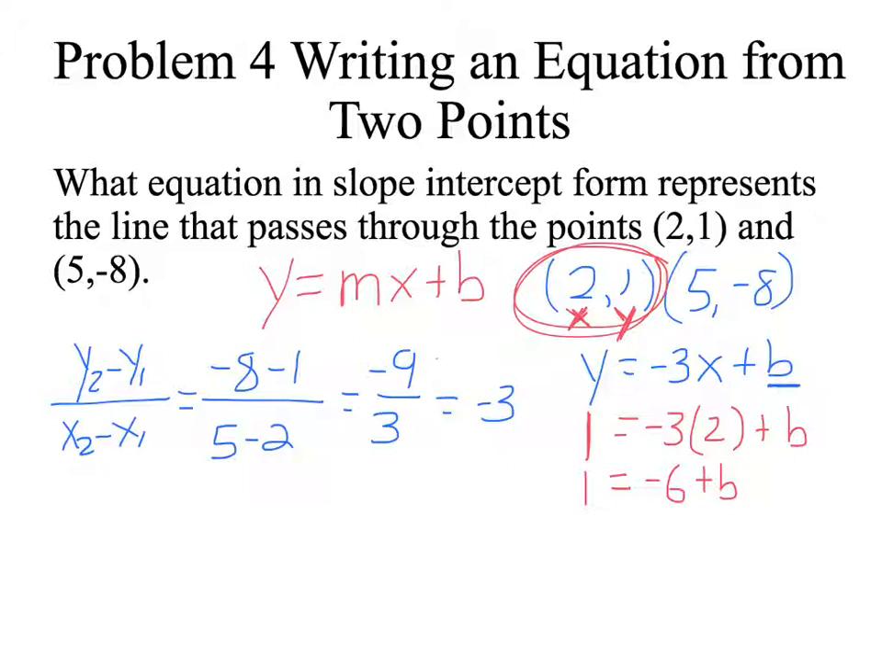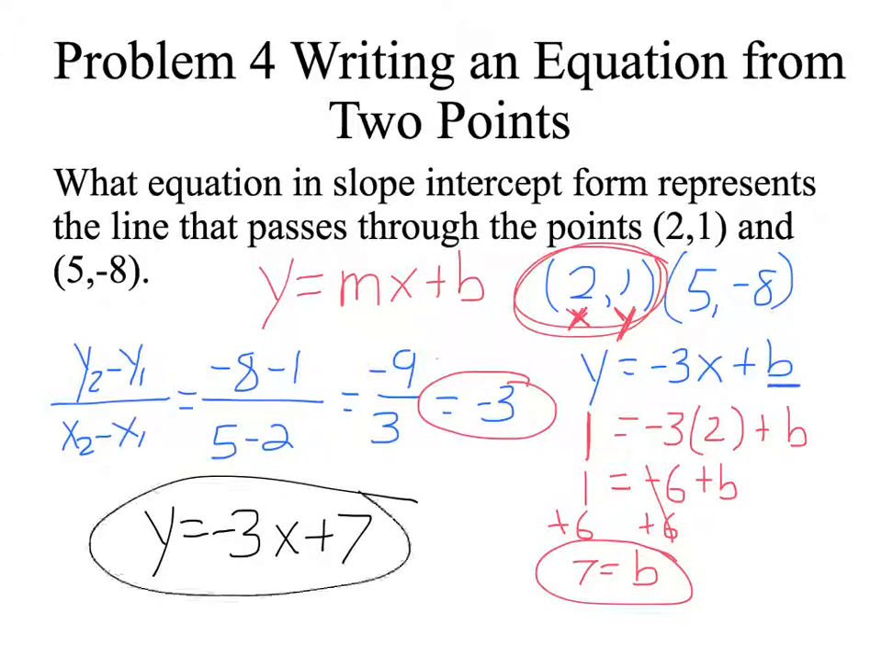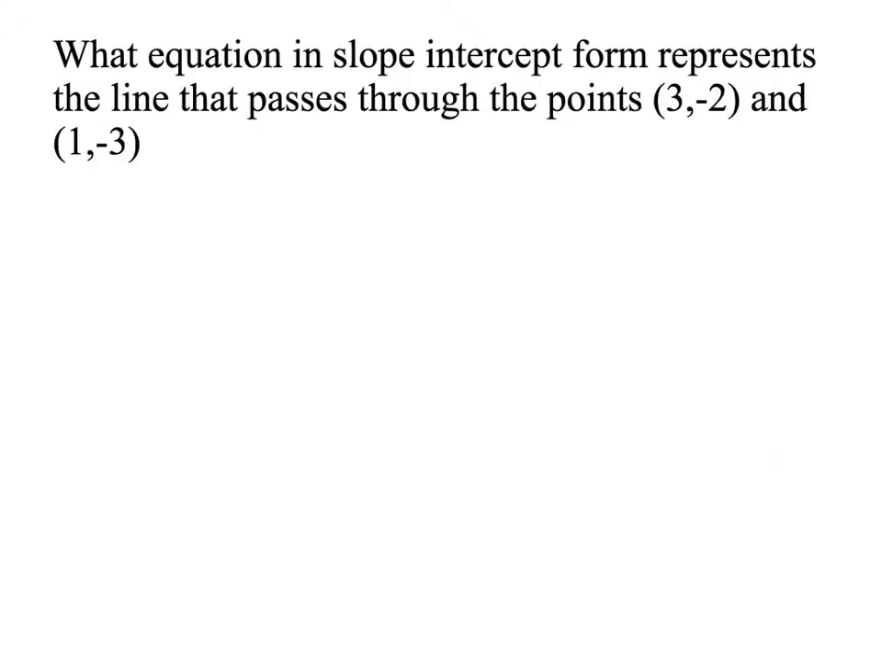And then this is just a one-step equation. I just have to add 6 to both sides, and I get 7 equals b. So I know my b, I know my m, I can write my equation. It's y equals negative 3x plus 7. Okay, this is probably the toughest part of this whole chapter, because there's a lot of steps right there. So let's do another one like that.